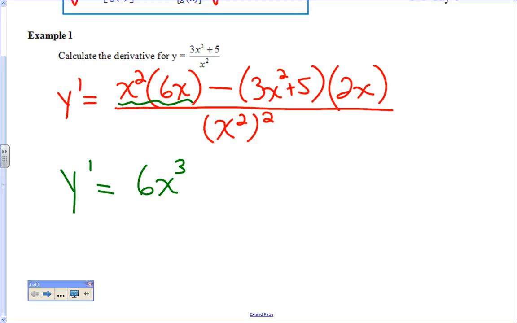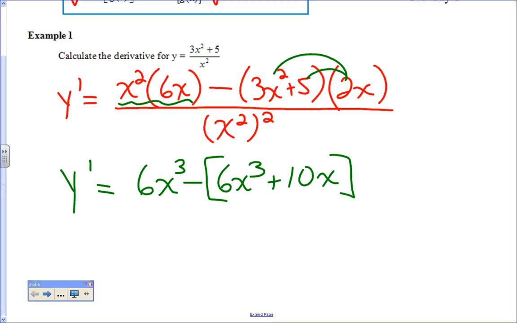Minus, well now this is where you got to be careful. And so there's that minus again, right? So whenever you have that, I would probably do a bracket just to make sure I don't mess up, right? And so let's go ahead and distribute. We got 6x cubed plus 10x, right? All over, and like I said, this one's no big deal, so we can just write x to the fourth, right?